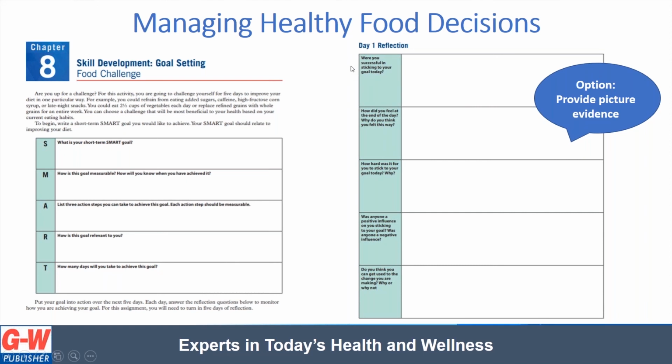Then they're going to journal for 5 days. And these are questions that I've included, but you could obviously change these to make them your own. Were you successful for that day in sticking with your goal? How did you feel at the end of the day? Why do you think you felt that way? Was it hard to stick to your goal today? Was anyone a positive influence on you sticking to your goal, or was anyone a negative influence? Do you think you can get used to the change that you're making? Why or why not? And this is also a fun activity. If your students have the option to do so, allow them to provide picture evidence.